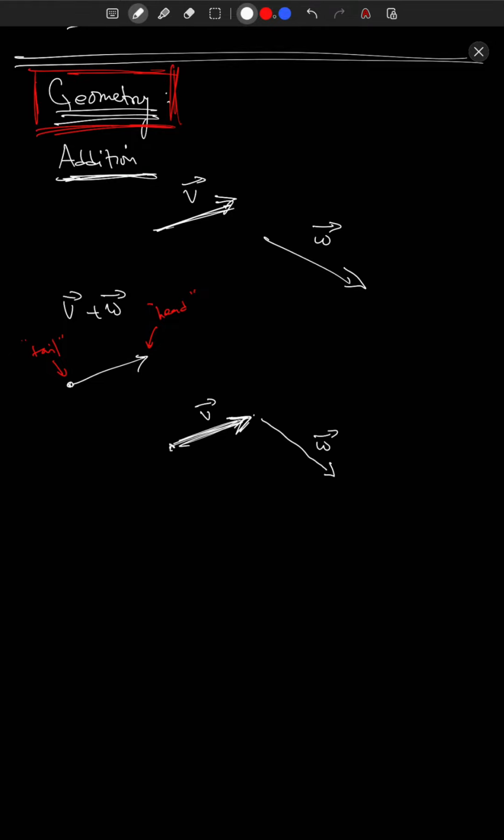So if I start at the tail of V and I want to end at the head of W, I can draw a vector that looks like that. Again, starting at the tail of V, ending at the head of W, that's going to be V plus W. That's how you add two vectors. That's the definition of adding two vectors, at least a picture version of the definition.